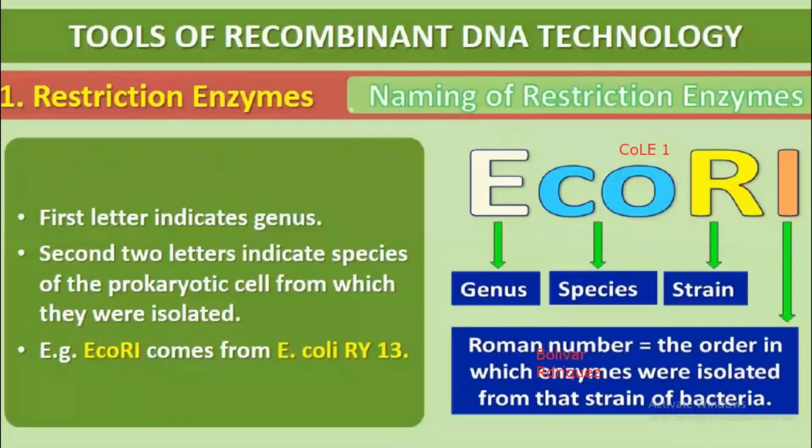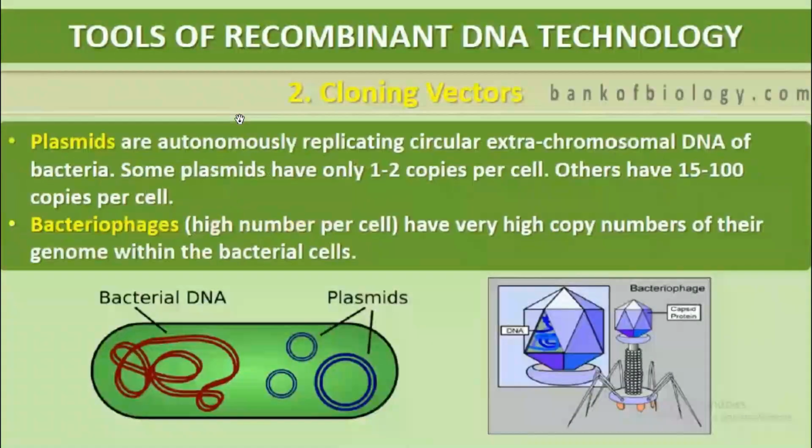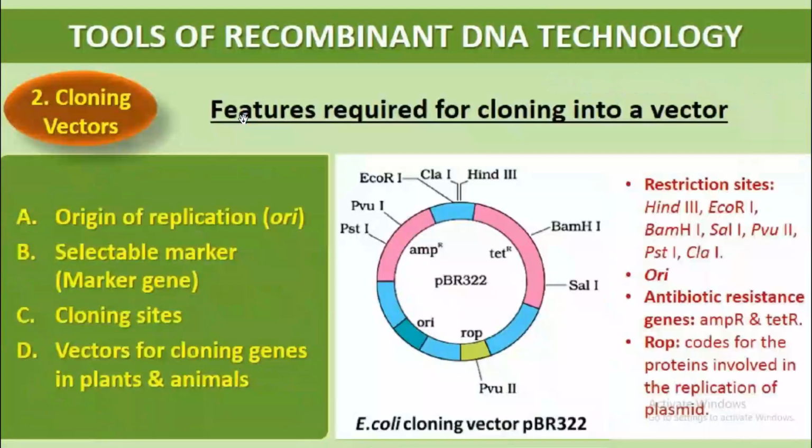This ColE1 is the plasmid that is isolated from E. coli bacteria. EcoRI is the restriction enzyme that is also isolated from E. coli or Escherichia coli bacteria. Okay, students. Yes, we are studying pBR322, or rather the features required for cloning into a vector. We have completed all these points.